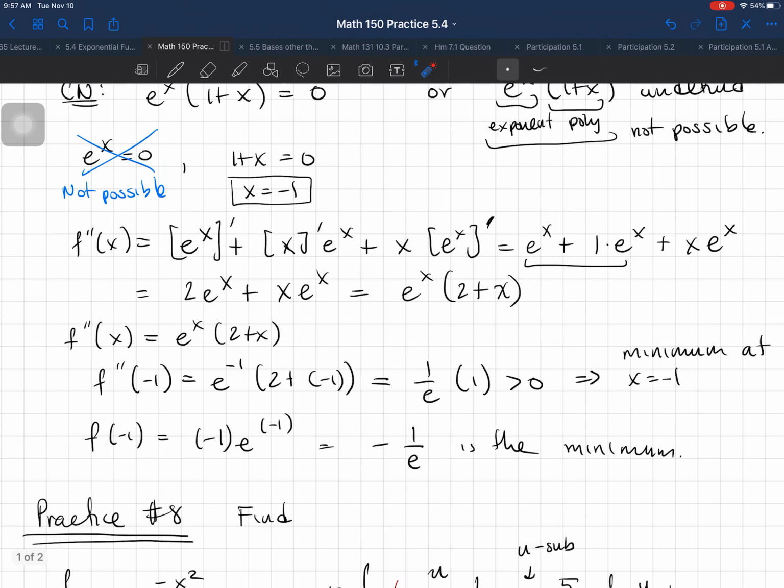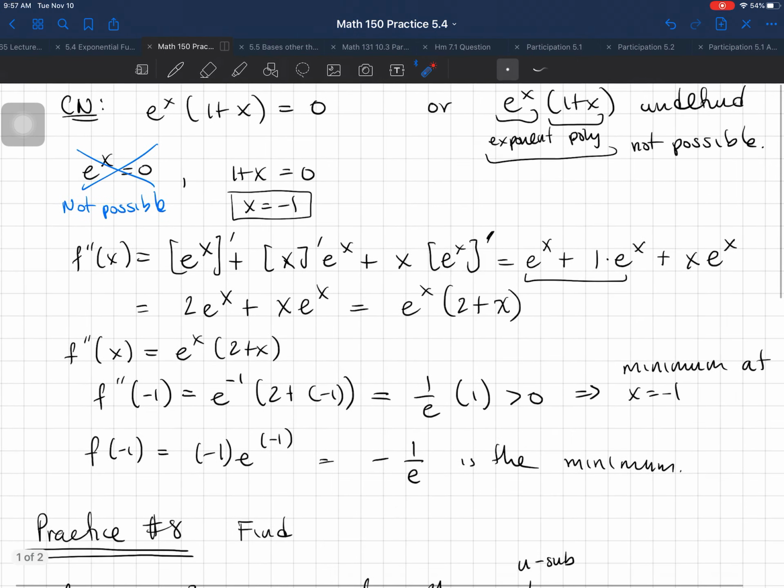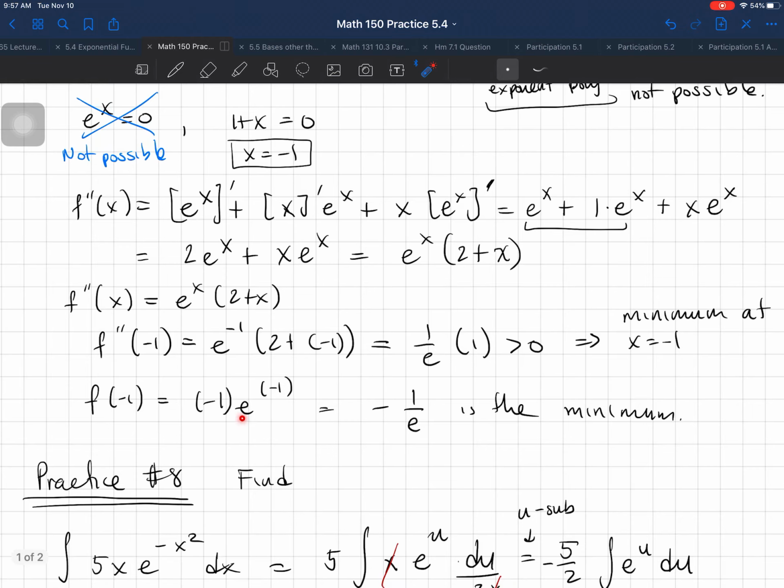Now, I noticed this in the test. Some of you guys made this confusion. You guys were confused in this part. This is not the minimum value. This is where you find the minimum value. To find the minimum value, you actually have to plug it back into the original function and find the corresponding y value of it. So plugging -1 into the original function, you guys can kind of see the original function is x times e to the x. So -1 times e to the -1, and that gives us -1 over e, which is your minimum value.